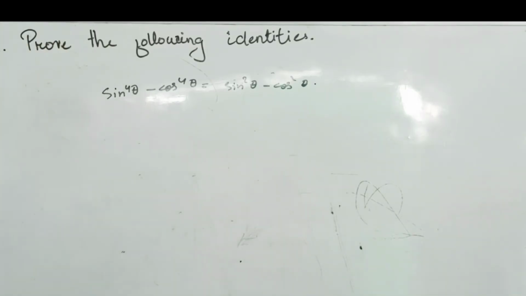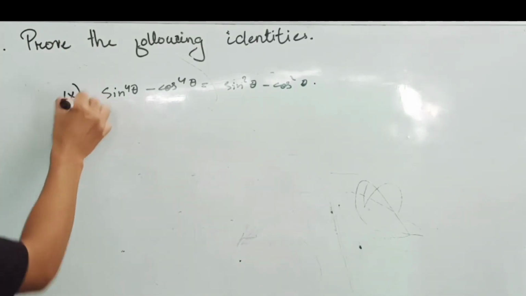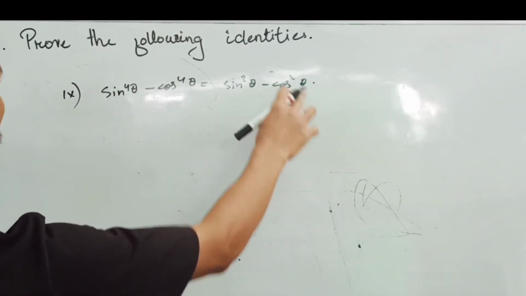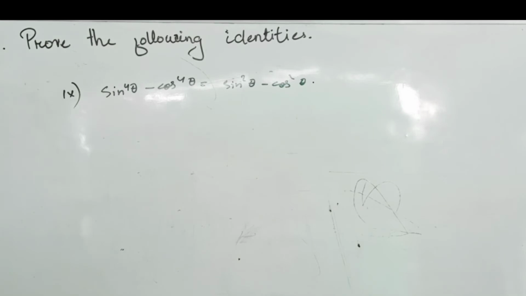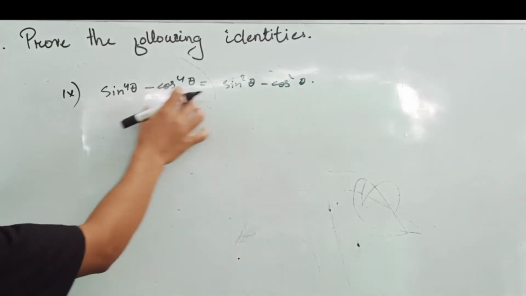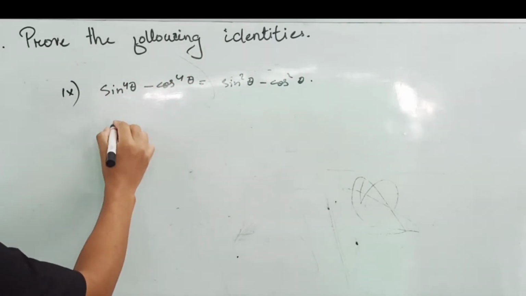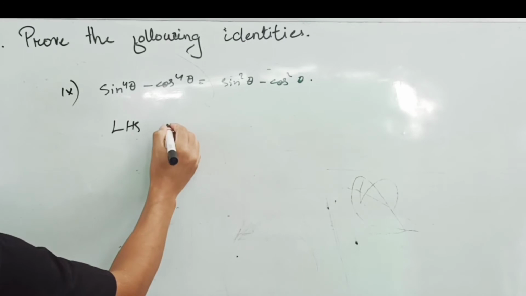Okay, now this is number 9. Sin 4 theta minus cos 4 theta equal to sin square theta minus cos square theta. We're going to solve this left hand side into right hand side, or right hand side into left hand side. Okay, let's take this left hand side to solve the right hand side.